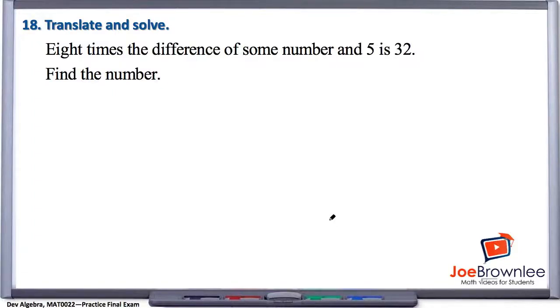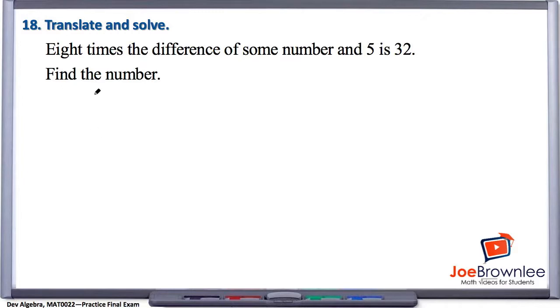Number 18, we're told to translate and solve, and we've been given: 8 times the difference of some number and 5 is 32, and then told to find the number. So all we're doing is taking this word phrase here, the top line, translating it into an equation, and then solving for the unknown number. In this case, for our unknown, I'm going to use the variable x to represent that unknown.